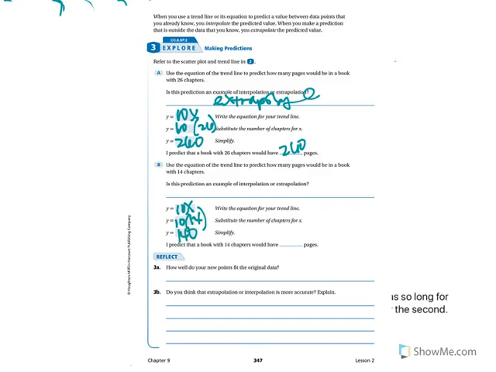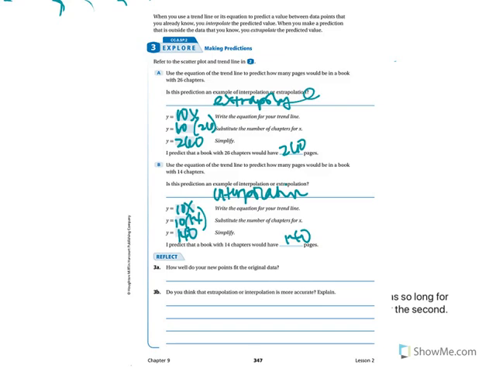Now for this one, if you take a look back at your graph, sorry I can't go back through there, but the 14 chapters is on our graph. So in this case, this would be an interpolation. So in this case, that would be about 140 pages. And it says for 3A, how well do your new points fit on the original data? Well, they fall pretty close. If we go back to your graph for number 2, that 140 is right there.